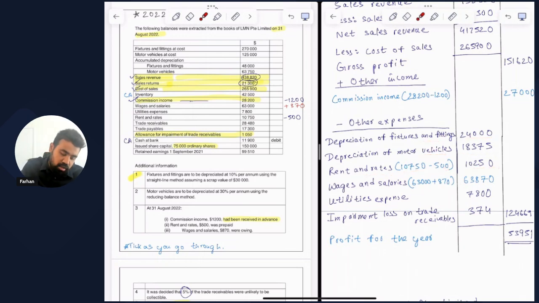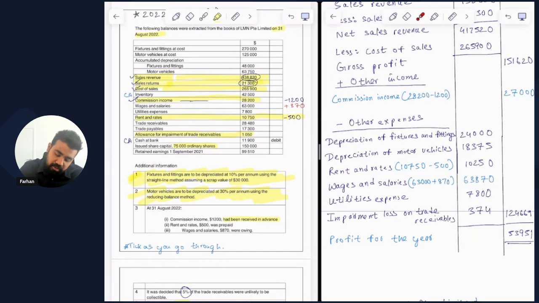So check the question on the left-hand side and let's highlight what we have already used. So we have used rent and rates of 10,750 minus 500. Okay. And we have already used the depreciation calculations. So number 1 and number 2 is sort of all done as well.